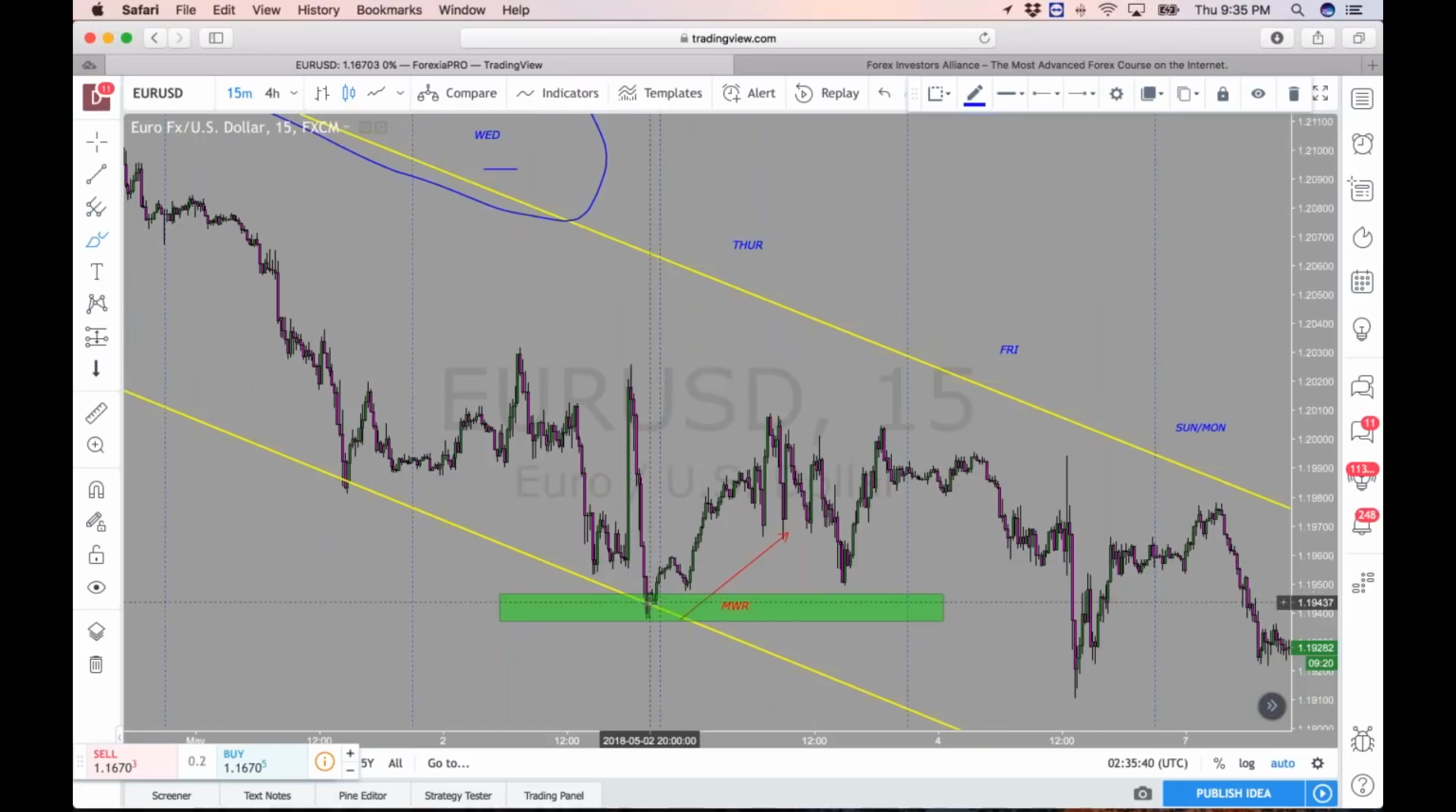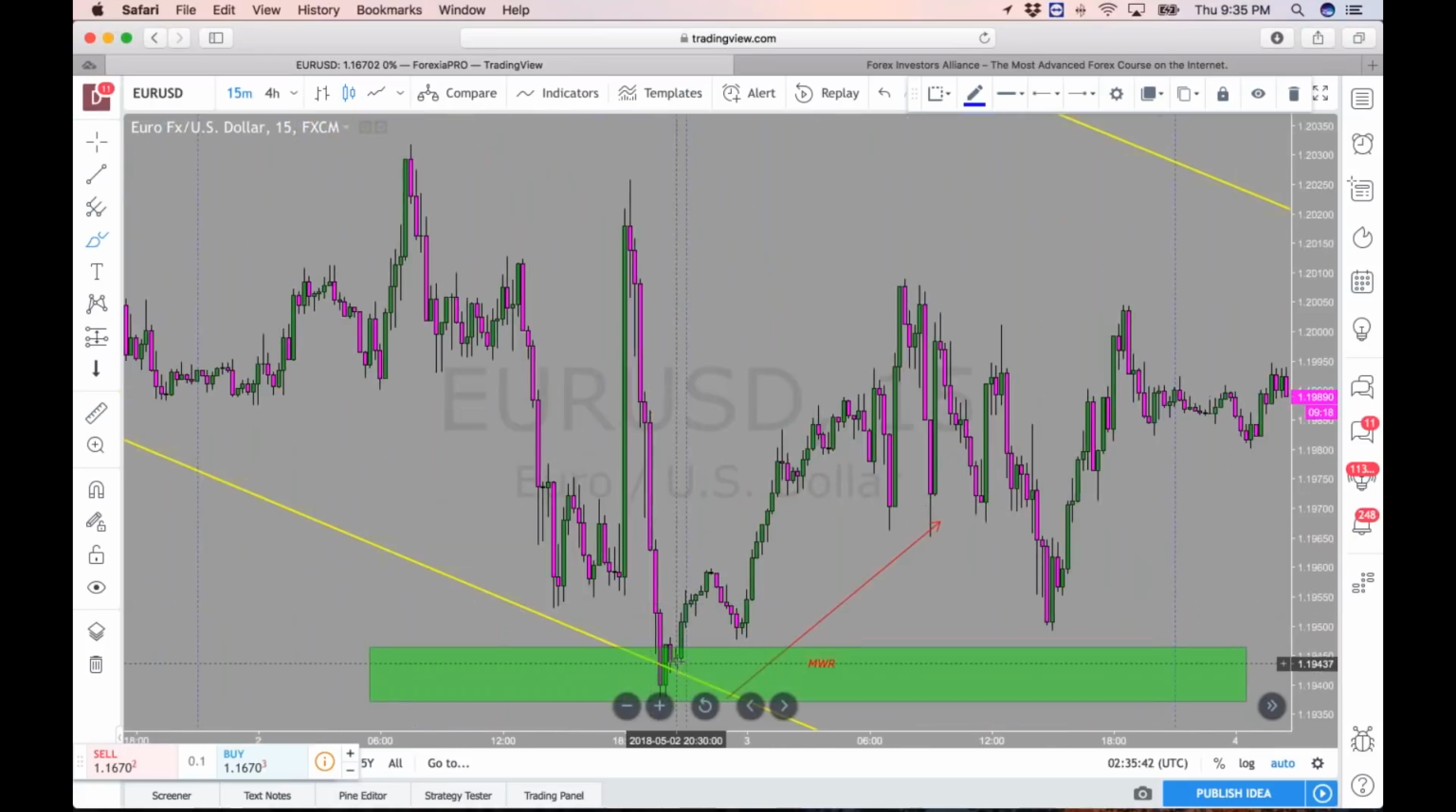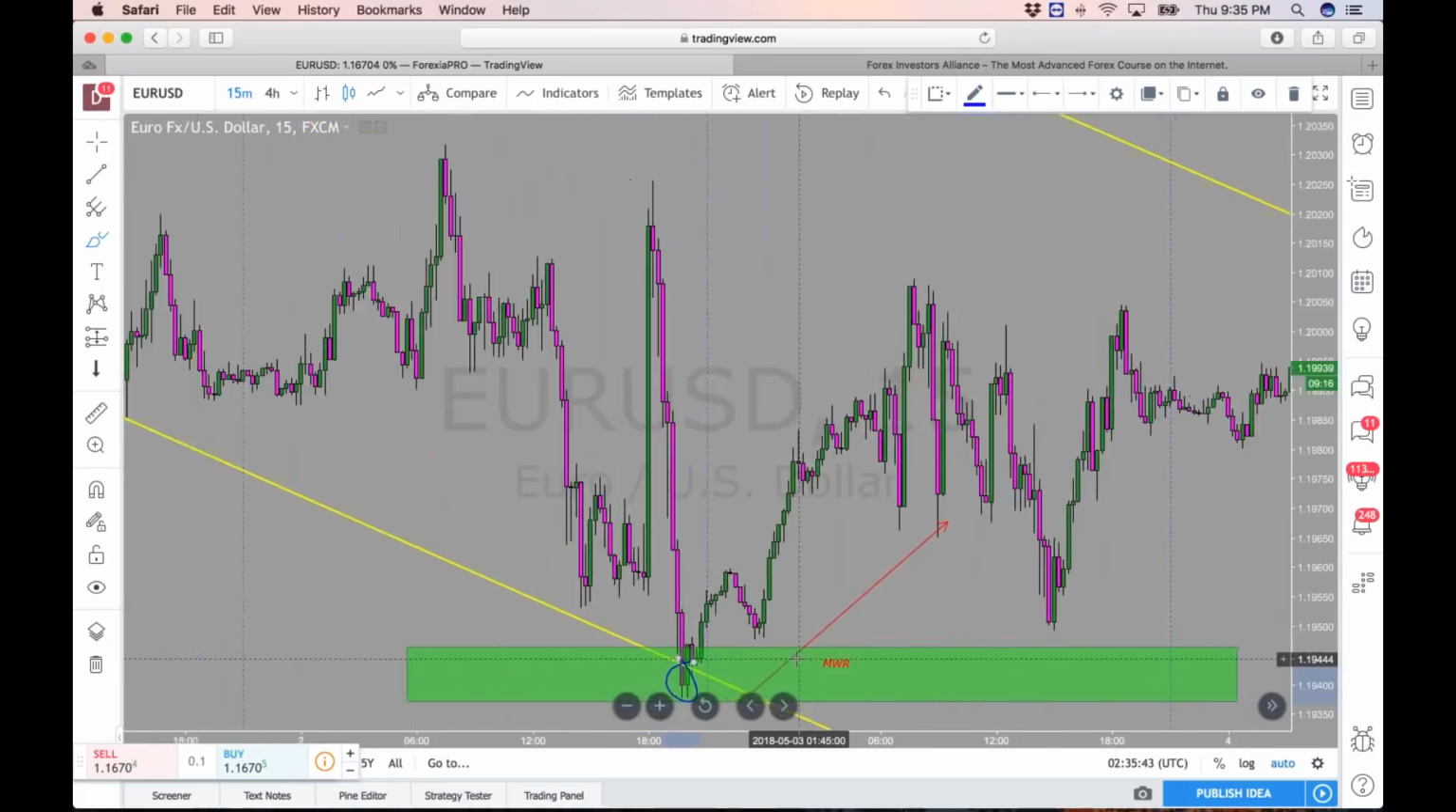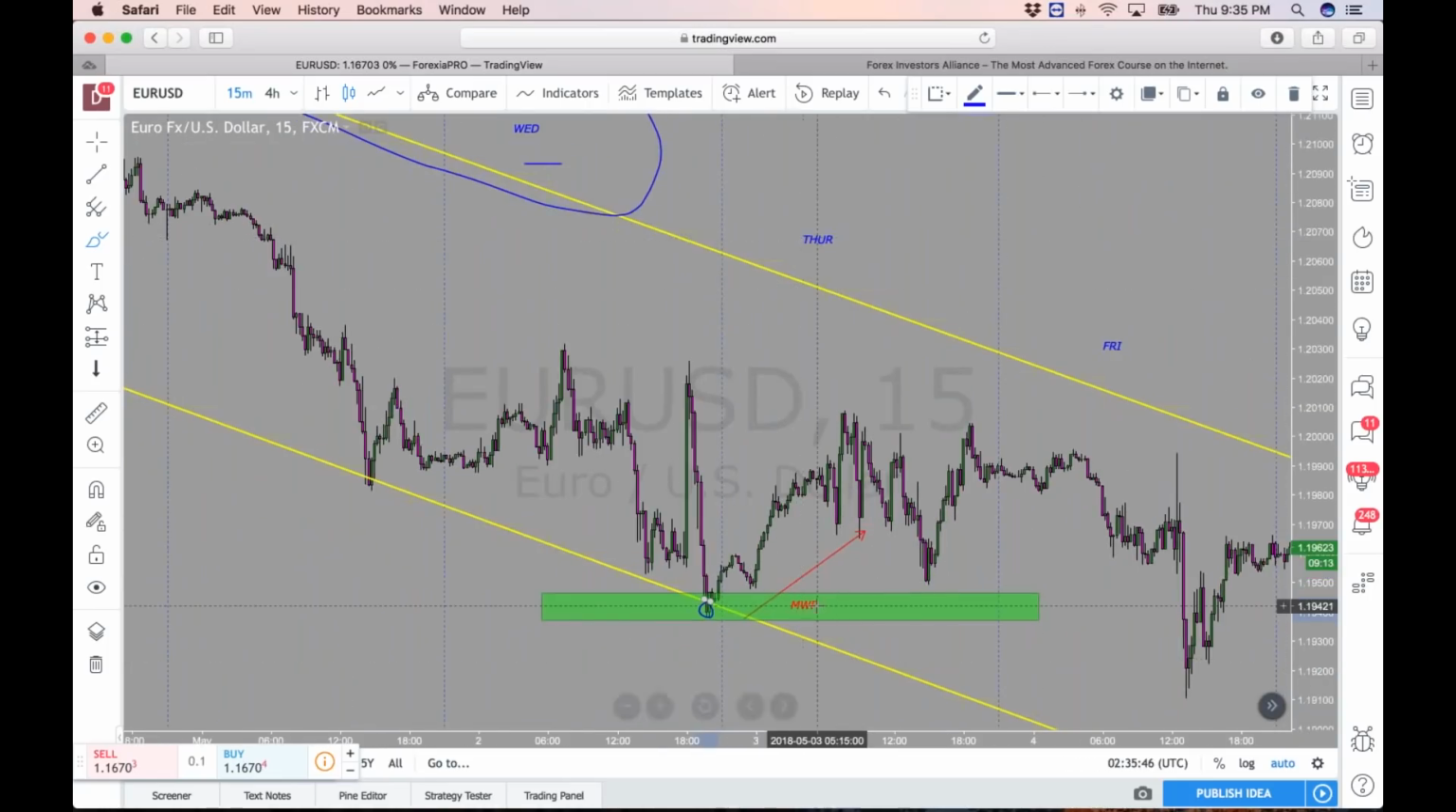Wednesday, we have the Wednesday's low created right here. And then Thursday did not quite get to the low. We have 11 pips off that low. And then we have a reversal for about 60 pips.